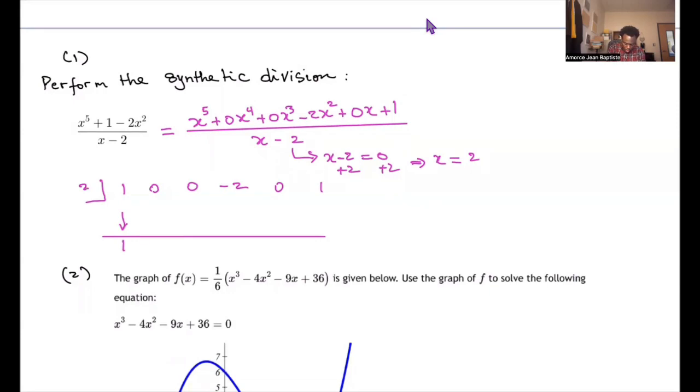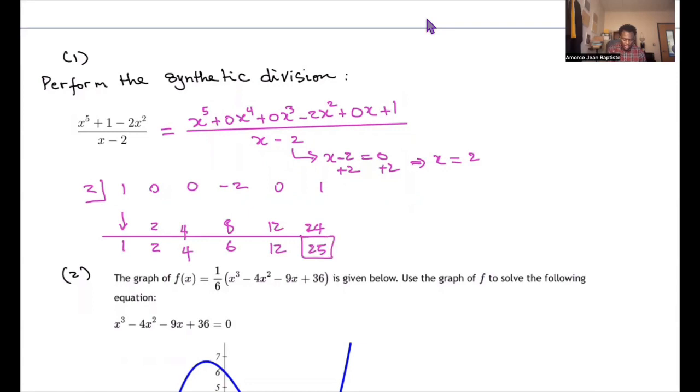That is, it's a 2 here. Times 2, that's 2. 2 here, 4. 4 times 2, 8. 8 minus 2, 6. Oh, wait. We need to put 4 here. 4 times 2, 8. 8 minus 2, 6. 6 times 2, 12. 12 times 2, 24. And 24 plus 1, 25 is the remainder.